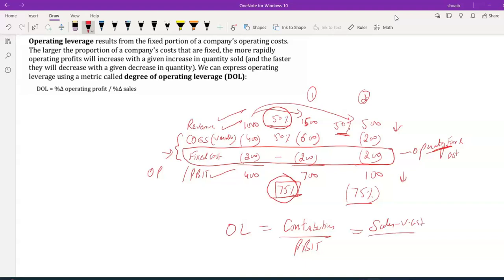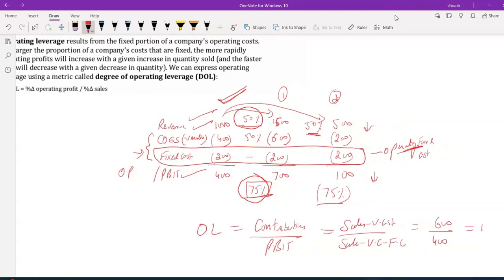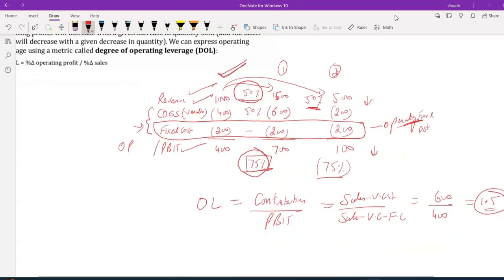Okay. PBIT means sale minus variable cost minus fixed cost. So look at here. Sale minus variable cost is 600. Sale minus variable minus fixed cost is 400. Right? So what is operating leverage? 1.5. Whenever operating leverage is more than 1, for a given level of change in revenue, your profit will change more. So what is the interpretation of this 1.5?